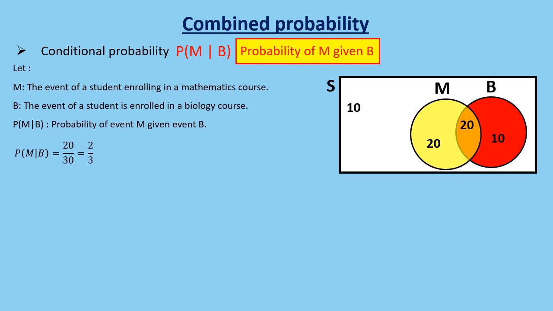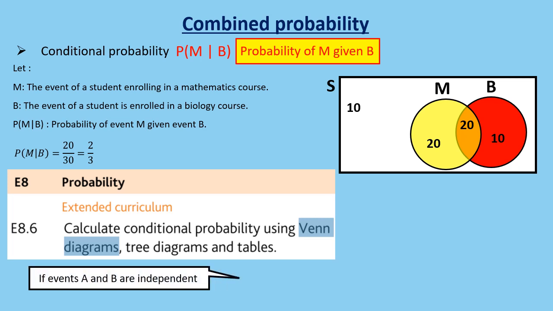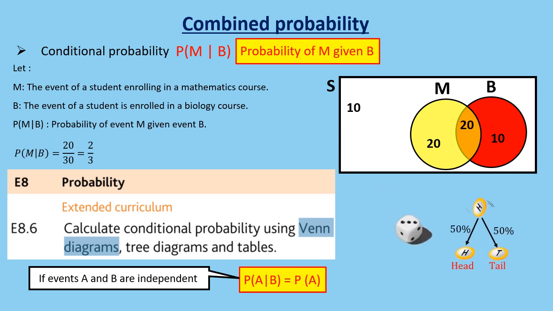In fact, calculating the conditional probability with a Venn diagram is part of your IGCSE Math 0580 probability extended curriculum. However, before we move on, I would like to draw your attention to a special case, when the two events are independent, which means that the probability of one event is unaffected by the outcome of the other. If events A and B are independent, the probability of A given B equals the probability of A. For example, regardless of the outcome of the previous die roll, the probability of getting heads when flipping a coin is always 50%.